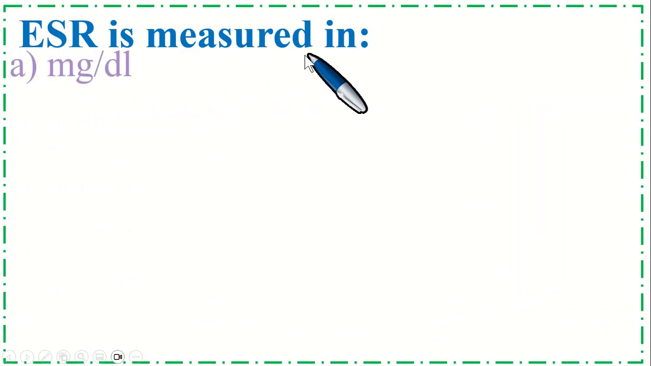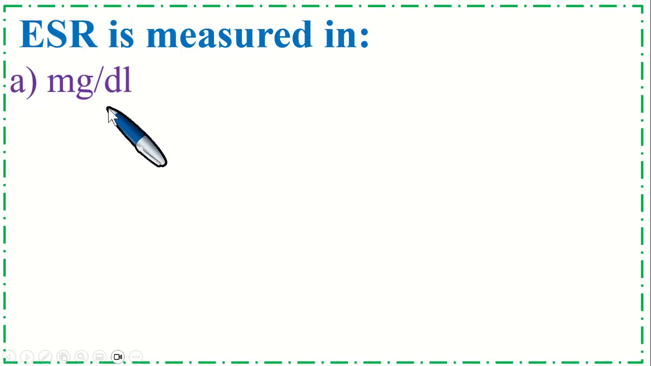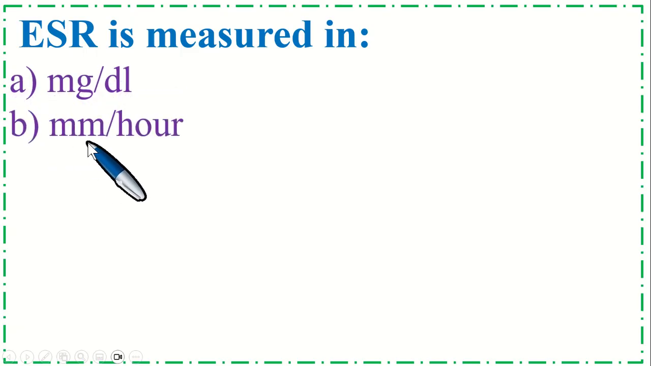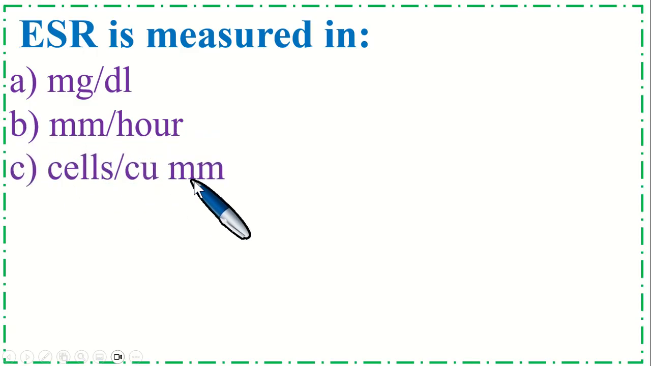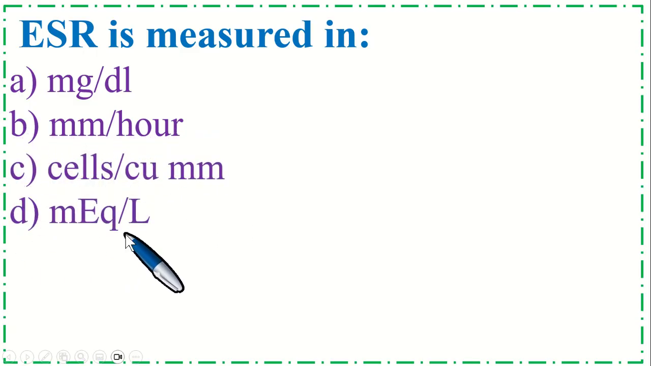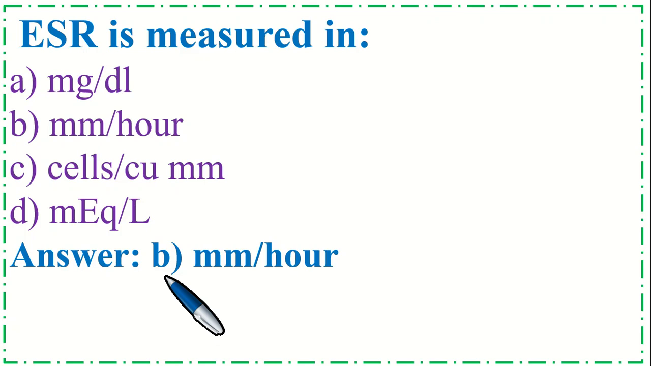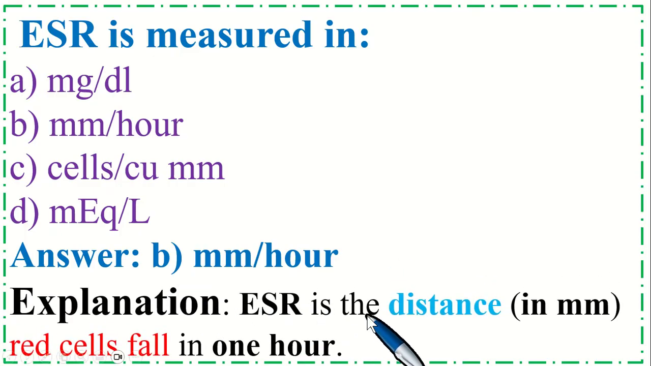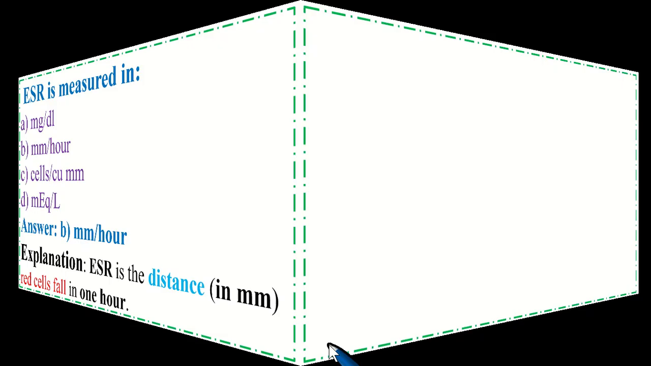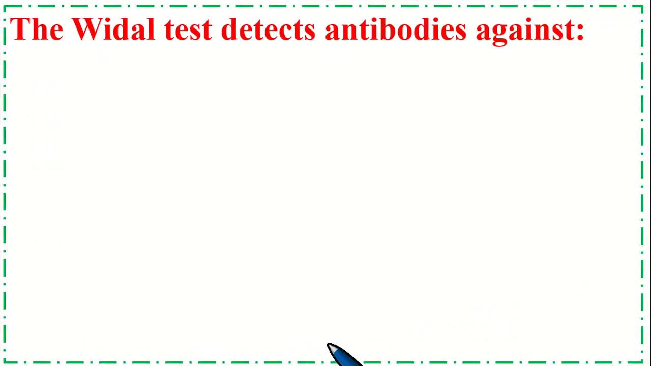ESR is measured in option A milligram per deciliter, B millimeter per hour, C cells per cubic millimeter, and option D milliequivalent per liter. So the correct option is B millimeter per hour. So this is the unit of ESR measurement. Explanation is ESR is the distance in millimeters red cells fall in 1 hour. So this is very important MCQs.